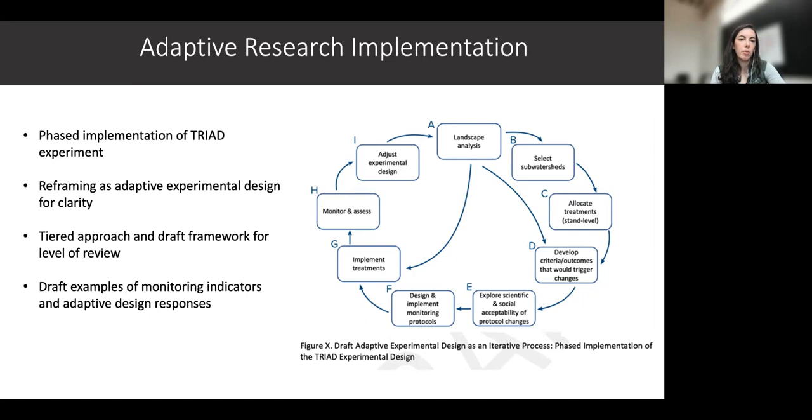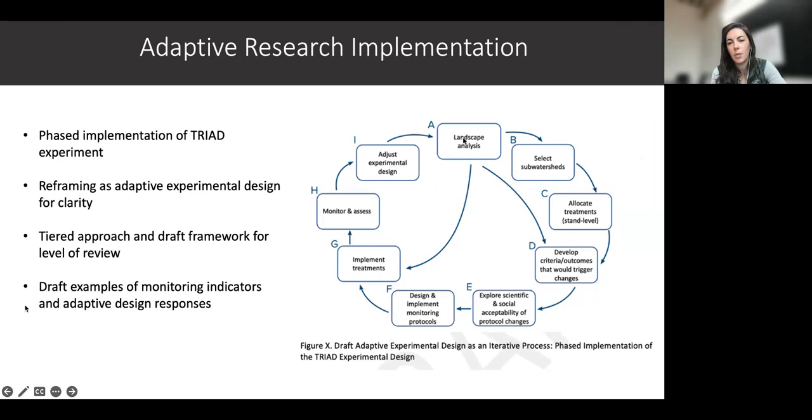There's a description of the phased implementation of the triad experiment. And it follows the figure that's shown here, which is pulled from that draft. This is an updated and more detailed version of the figure that was in the research proposal that outlined what the adaptive process looked like. And so, this really gets into the pieces, some of which we're engaging in right now.